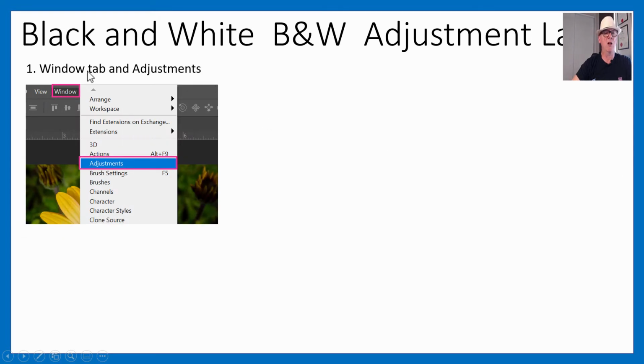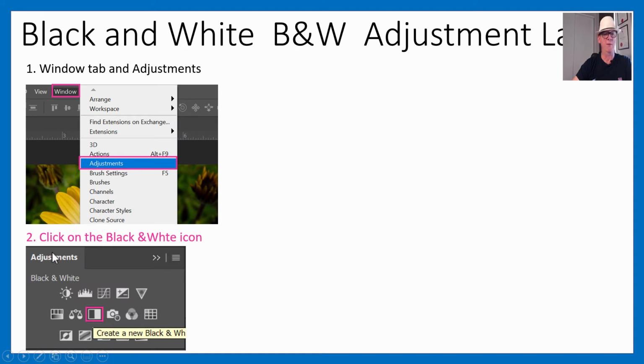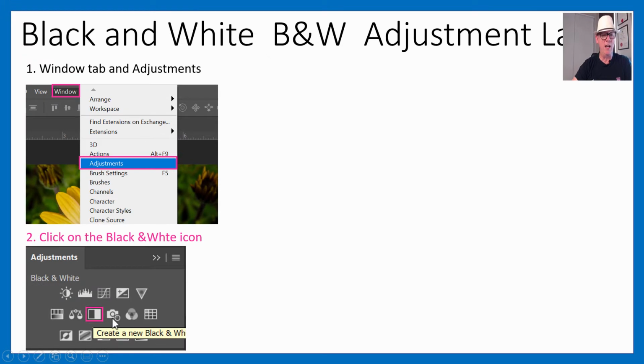So the first step is you go to Window up the top and Adjustments, and that'll turn on the adjustments panel. That should appear over on the right hand side of Photoshop, and you need this one that's half black and half white. If you mouse over, it'll even say create a new black and white adjustment layer. That's the one we need to make our original black and white.